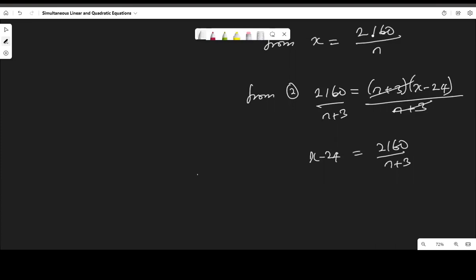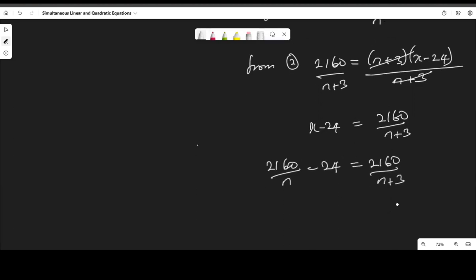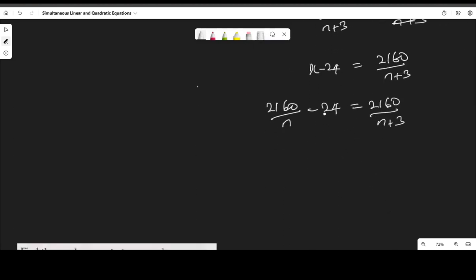But my x here is 2160 over n, so if I replace it here, I have 2160 over n minus 24 equal to 2160 over n plus 3. Let's collect like terms, so that I have minus 24 equal to this and this. So bring them together, 2160 over n plus 3, minus 2160 over n. Like this one goes here and becomes minus.